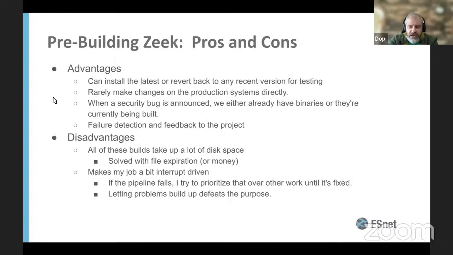This also makes my job a little bit interrupt driven, in that if the Zeek pipeline fails, I pretty much try to stop what I'm doing and prioritize that over other work. Obviously we need Zeek to be running, and if something happens, I want to be able to keep deploying it without running into this problem. And I don't want to let problems build up so that I have to fix them later.